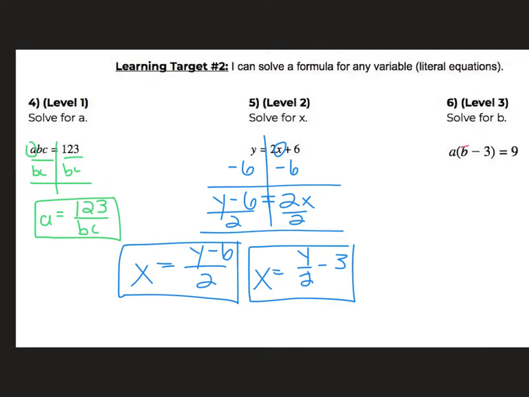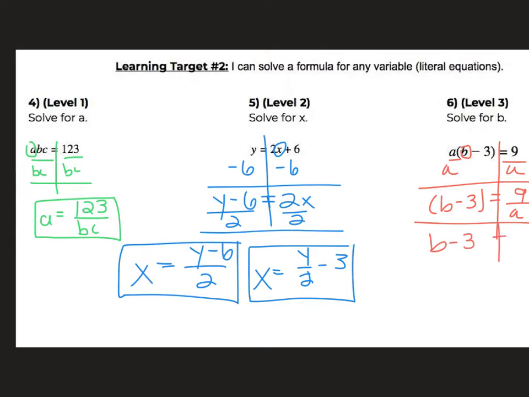In my third one, we're trying to get b by itself, so inside those parentheses. So we're going to start by getting rid of that times a by dividing by a, leaving us with b minus 3 equals 9 divided by a. Next, we can drop these parentheses because they're no longer being multiplied on the outside. So now we can get rid of this minus 3 by adding 3 to both sides, leaving us with b equals 9 divided by a plus 3. Now, even if you did this problem a different way, you should end up with this same answer.